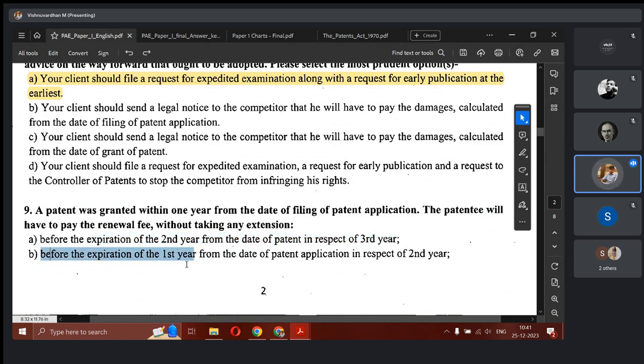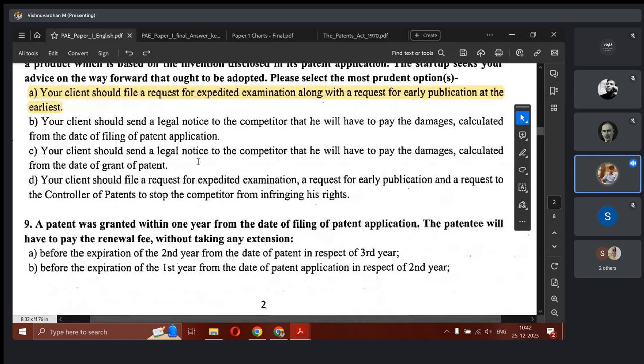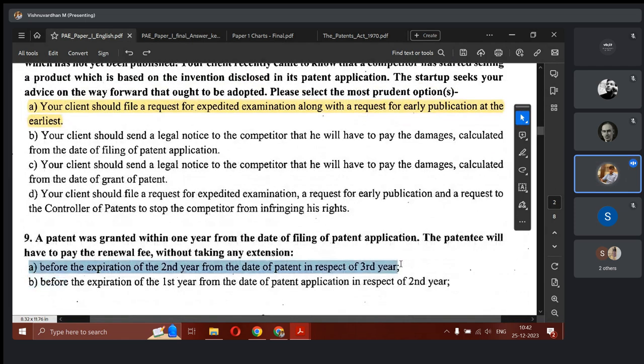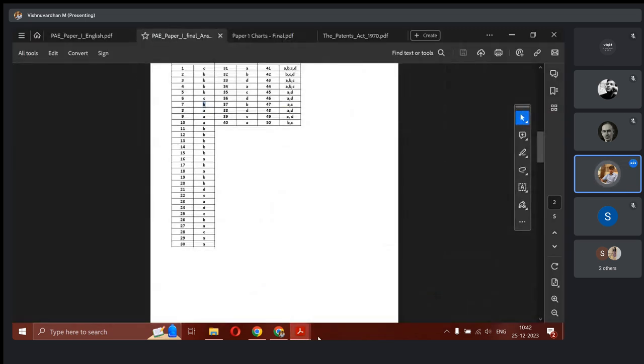Cool. Before the expiration of the first year from the date of the patent application in respect of the second year. This is wrong, because for the first 2 years it's already paid. Then before the expiration of the third year from the date of the patent in respect of the third year. This is also wrong. I can't pay it on 31st of December for this year. I'll have to pay it before the 1st of Jan itself. And D is also not true. Answer has to be A. Okay, so are we correct? 9 is again A. Cool.